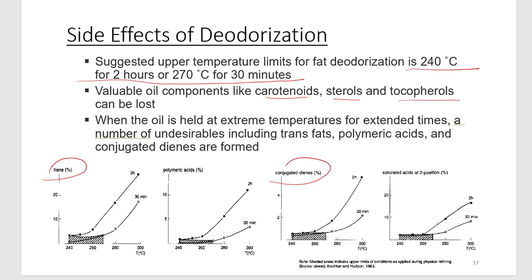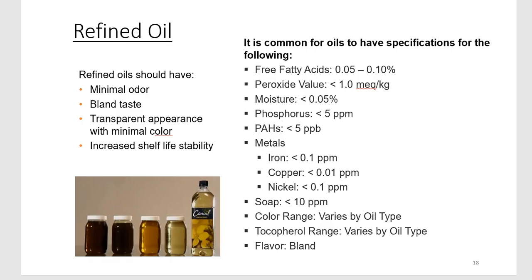Let's see how refined oils should be. Refined oils should have minimal odor, bland taste, transparent appearance with minimal color. Here, the first one is unrefined oil, and see the color change with each refining step. The color gets lighter with each step. And refined oil will have increased shelf life stability. And these are the specifications for a refined oil.